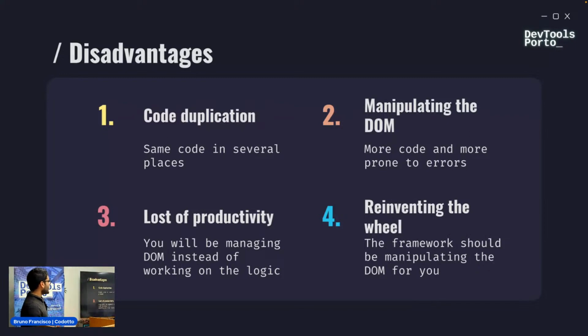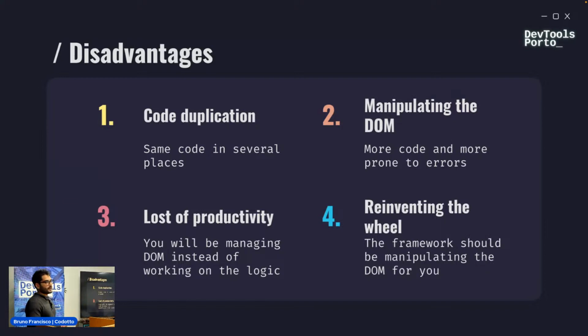Manipulating the DOM: every time that we need to do something, we, the developers, need to take care of updating the DOM, add a state on a button, remove a state, add a new div, and so on. Loss of productivity because of manipulating the DOM. We have another concern that we have to take care of. And the fourth one is reinventing the wheel.